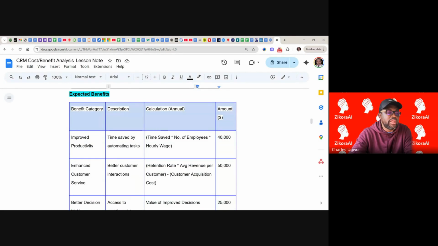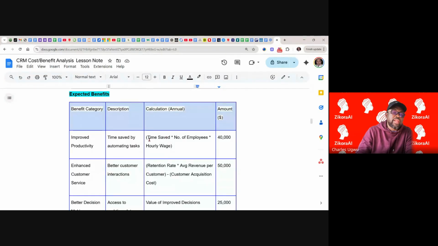Okay, after then, we come to the benefits. We said improved productivity. Improved productivity here is the time saved by automating the system. So you say time saved times, you need to find out the time. For instance, the example I gave: if you spend 1 week performing a particular task, and after the automation you now spend 1 day to do that, it means that 4 days is all the time saved.